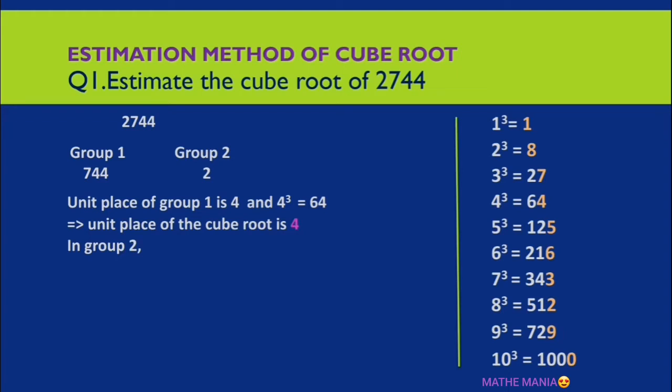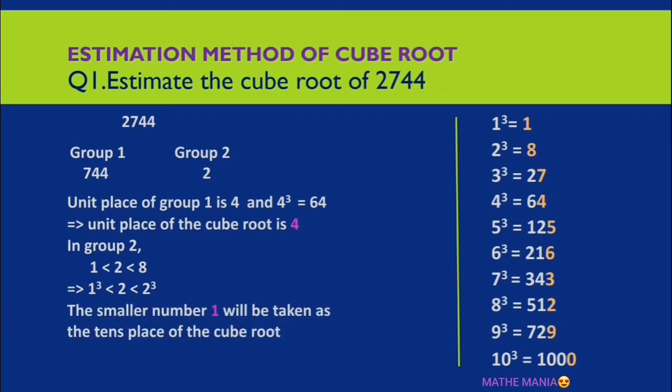Now, in order to find the tens place of the cube root, we have to consider the second group. It contains the number 2. So again, have a look at your list of numbers and check it. 2 lies between which 2 cubes? Correct. It lies between 1 and 8, or you can say that it lies between the cubes of 1 and 2. So 1 and 2 are the consecutive numbers between whose cubes this number lies. We will take the smaller number 1 as the tens place of this cube root. So now we have got the unit as well as tens place of the cube root, and we can easily write that the cube root of 2744 is 14.